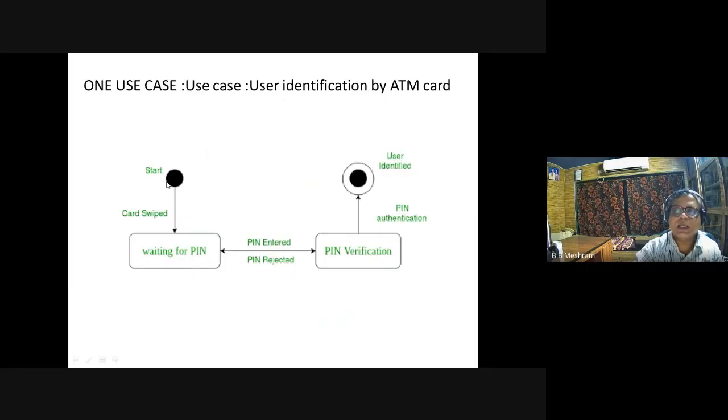So start state is there, end state is there. Now the waiting for PIN state is converted to PIN verification. If the PIN is rejected, the PIN verification state will change back to waiting for PIN. Again you will enter the PIN. So this is a loop between waiting for PIN and PIN verification. So the customer is authenticated by PIN.